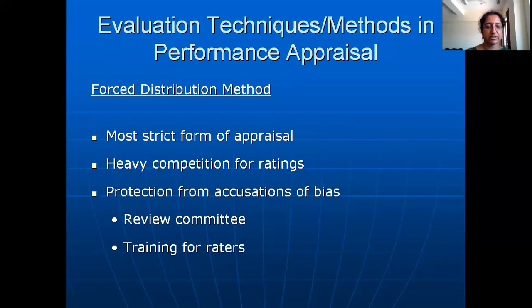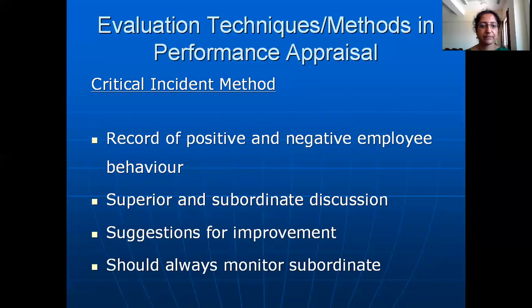So here are some of the explanations given here. Most strict form of appraisal, heavy competition for ratings, and protection from accusation of biases by way of a review committee and by way of training the raters.